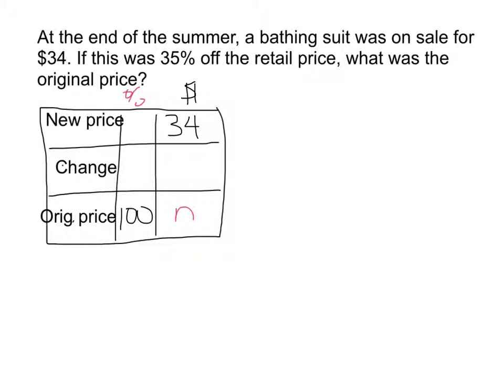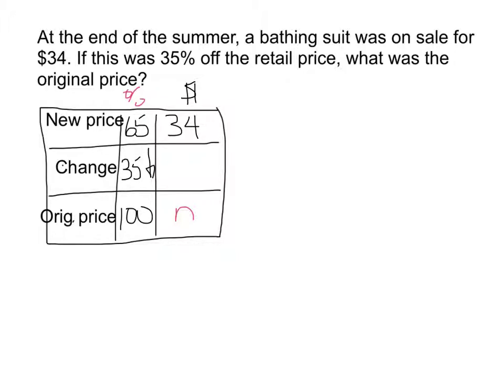So we know that the change is 35%, and it's a 35% drop, so I've written a down arrow in the change row for the percent column. And what that means is, since on the percent side the original is always 100%, we went down 35%, so the new price is 65% of the original price.